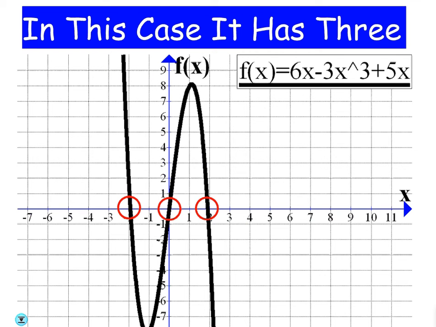Here's what this particular graph looks like. And in this case, it actually does touch 3 times. So here's 6x minus 3x cubed plus 5x. Does it have to touch that many times? No, but that's the most number of times it can touch. Again, look at this shape. No matter how you move a cubic function up and down, it can't touch 4 times. It can only touch 3 times.